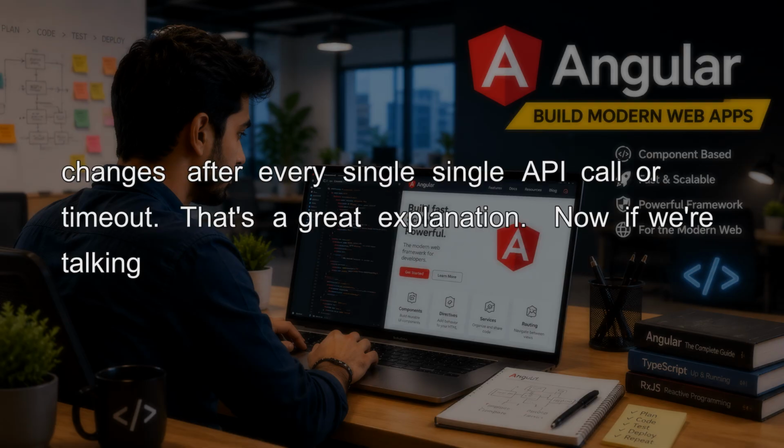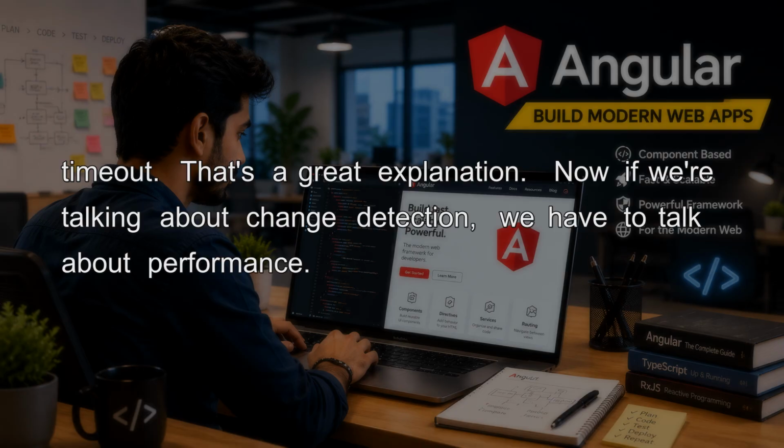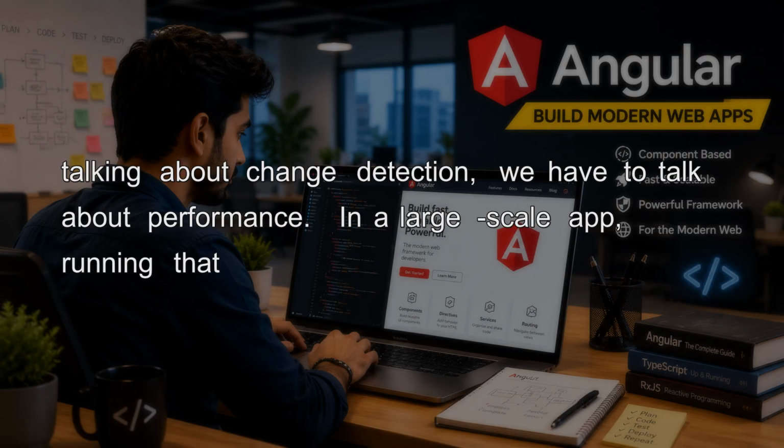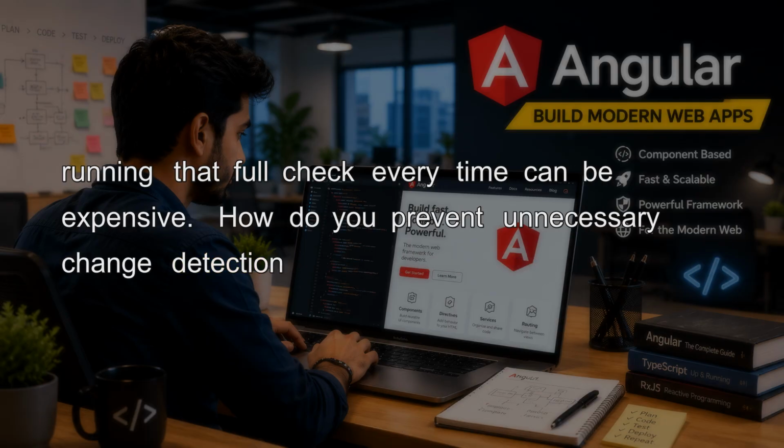Now, if we're talking about change detection, we have to talk about performance. In a large-scale app, running that full check every time can be expensive. How do you prevent unnecessary change detection cycles in a component?